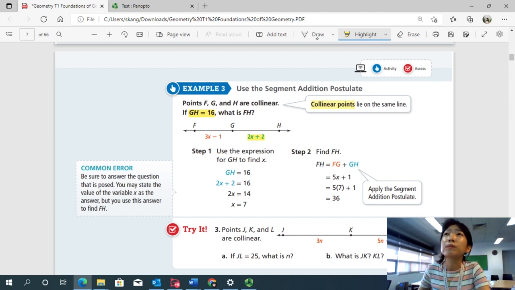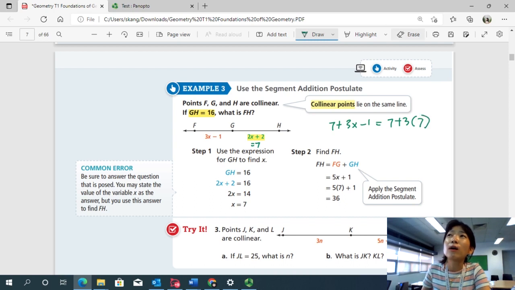Or what can you do? So you can add GH plus 3x minus 1, where you know x is equal to 7. Oh, I'm so sorry, GH is not 7. This is 16. So 16 plus 3x minus 1, where x is 7. You can figure that out and get 36 as well.